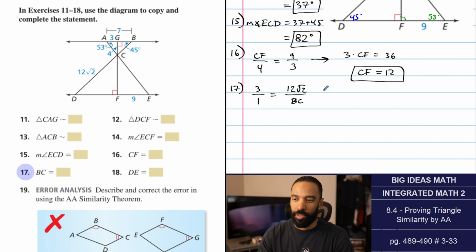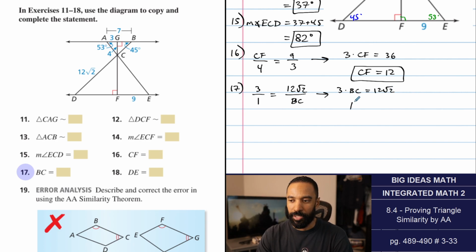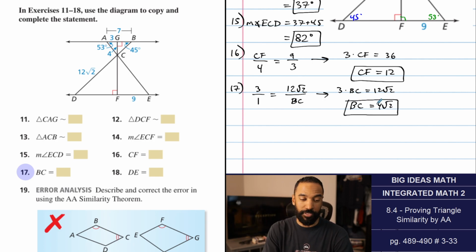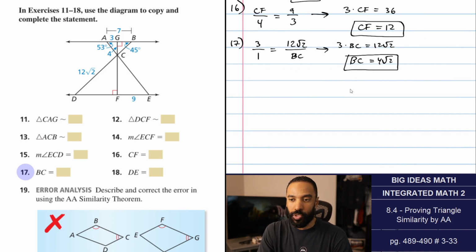Okay, so 3 times BC is 12 root 2. Basically, we have to make it 3 times smaller. BC is the length of 4 root 2. And if I used the Pythagorean theorem, using a version of something else that I could have done, I would have gotten the same answer. So I like that the problem agrees with itself, basically.